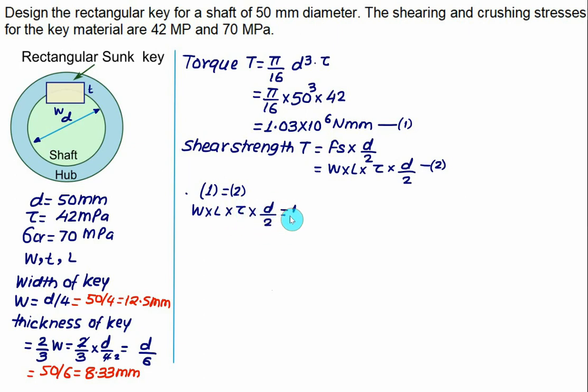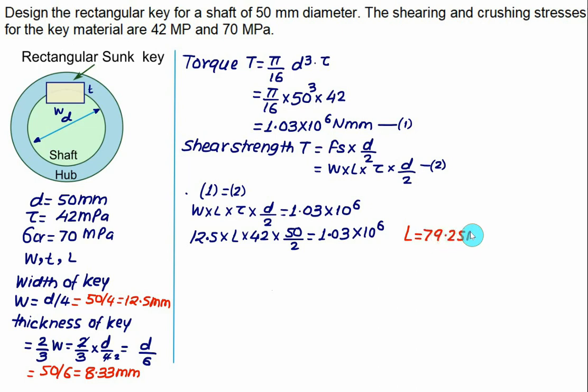So if I equate here equation 1 with 2, I will get W into L into tau into D by 2 is equal to 1.03 into 10 to the power 6. Here W we can write as 12.5. Length we have to find out. Tau you have to substitute as 42. Diameter you have to put as 50 divided by 2 is equal to 1.03 into 10 to the power 6. Solve this, you will get the length of the key. So if you solve this, you will get L is equal to 79.25 mm.